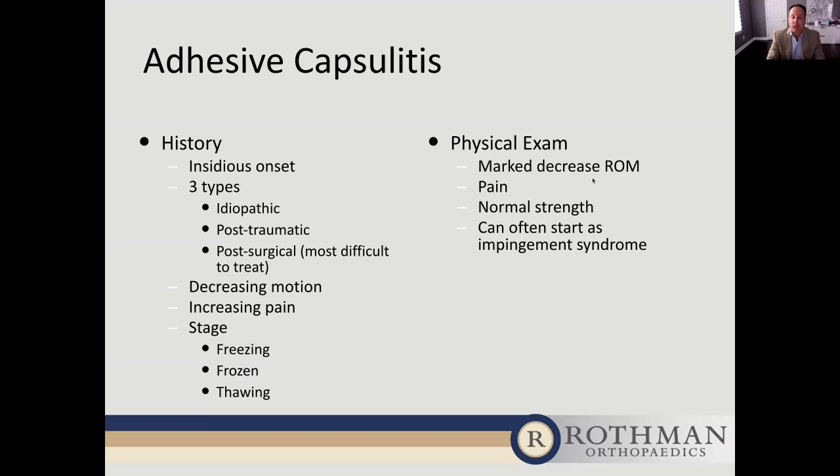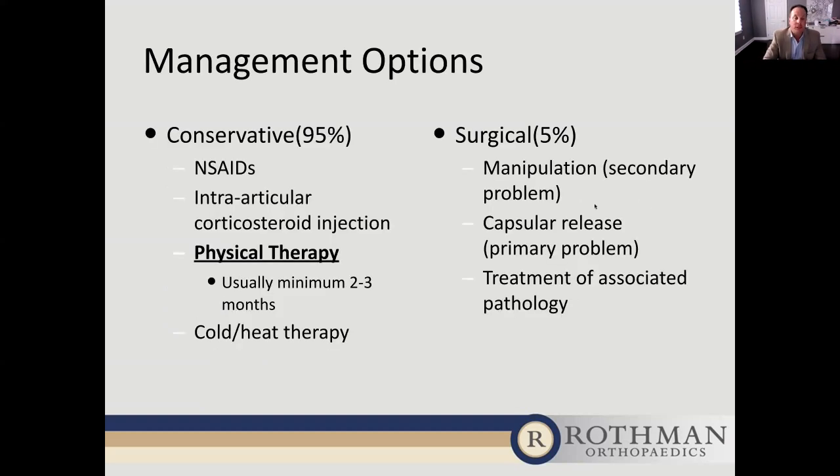The physical exam shows a decreased range of motion, especially with external and internal rotation. They usually have normal strength. They can oftentimes start as what we call impingement syndrome, which is pinching of the rotator cuff, which I'll show you in a second. Again, most of the time we can treat this non-surgically. You see, this is a trend in orthopedics. We try to treat things as non-surgically as possible.